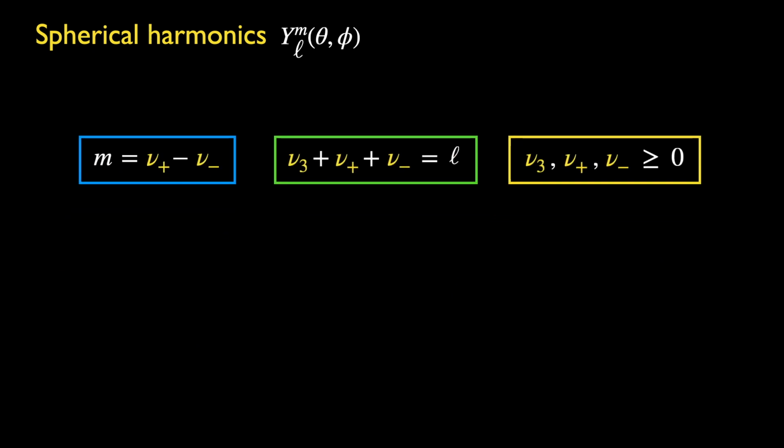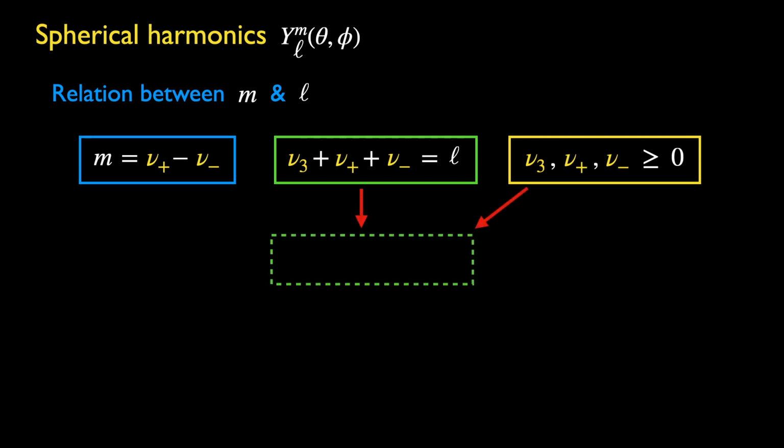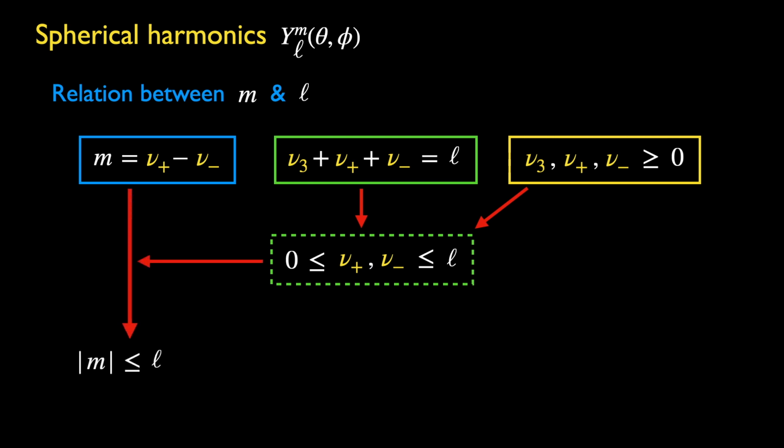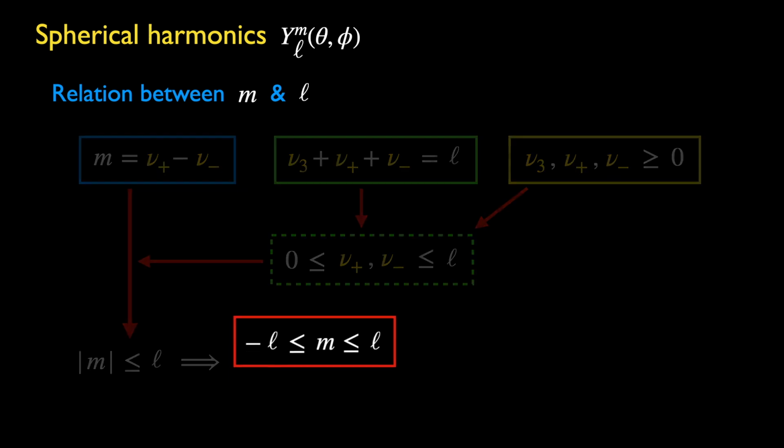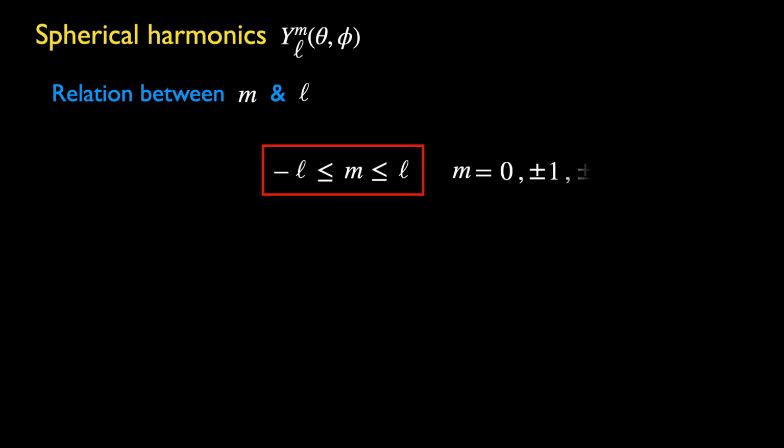These three conditions define the relation between M and L. The second and third condition lead to the following condition on nu plus and minus. This means the magnitude of their difference must be less than L. Applying this to the first condition implies, which says that M is an integer between L and minus L. Thus we have derived the constraint of L on M.